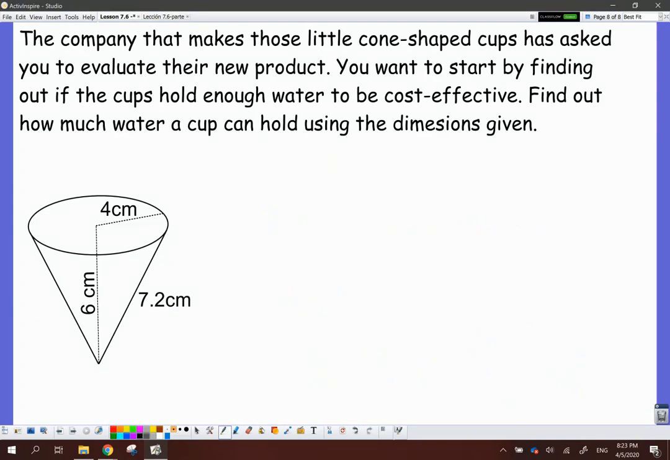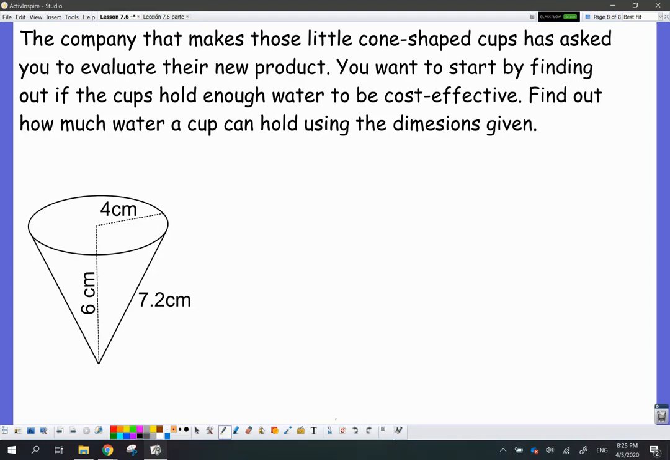The company that makes those little cone-shaped cups has asked you to evaluate their new product. You want to start by finding out if the cups hold enough water to be cost-effective. Find out how much water a cup can hold using the dimensions given. So if we take a look at our cone, we see our dimensions, and we need to find out how much water this little cup can hold, which means we're looking for the volume. We're looking for how much space we can fit inside this cone.